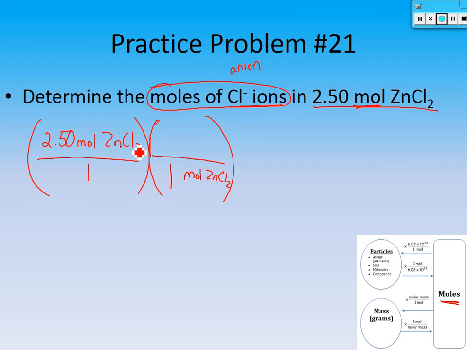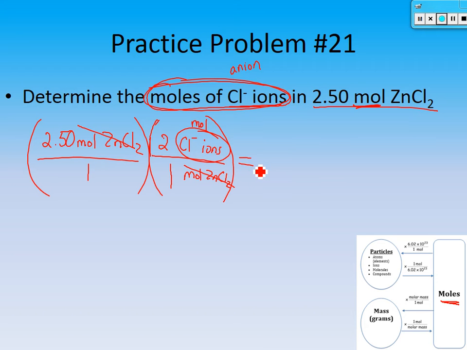Well, you look at the Cl, how many are there? 2. So I'm going to put 2 Cl minus ions. 2 chlorine ions. Now my moles of zinc chloride cancel out. I'm left with ions of chlorine. Oh, I guess we should put moles. Moles of chlorine ions. And then I'm left with the units that it wanted here, so I can just put on an equal sign.